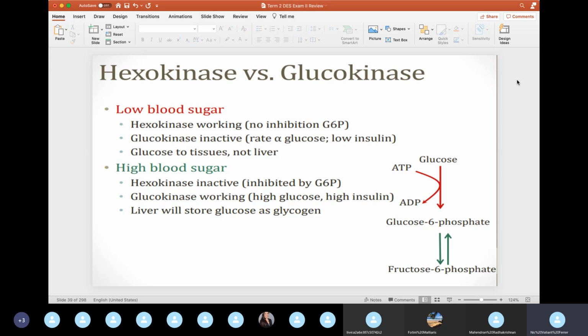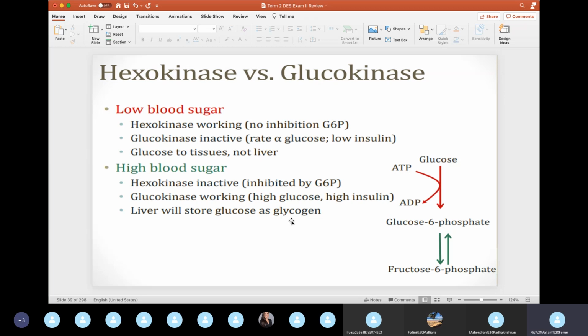Now, high yield, you need to know the difference between hexokinase and glucokinase. This is the enzyme that catalyzes the conversion of your glucose to glucose 6-phosphate. So when you have low blood sugar, hexokinase is working. Okay, so you have glucose to your tissues. You want the glucose to go to your tissues if you have low blood sugar and not to your liver. However, when you have high blood sugar, the glucokinase is working, right? So that the liver will store your glucose as glycogen.